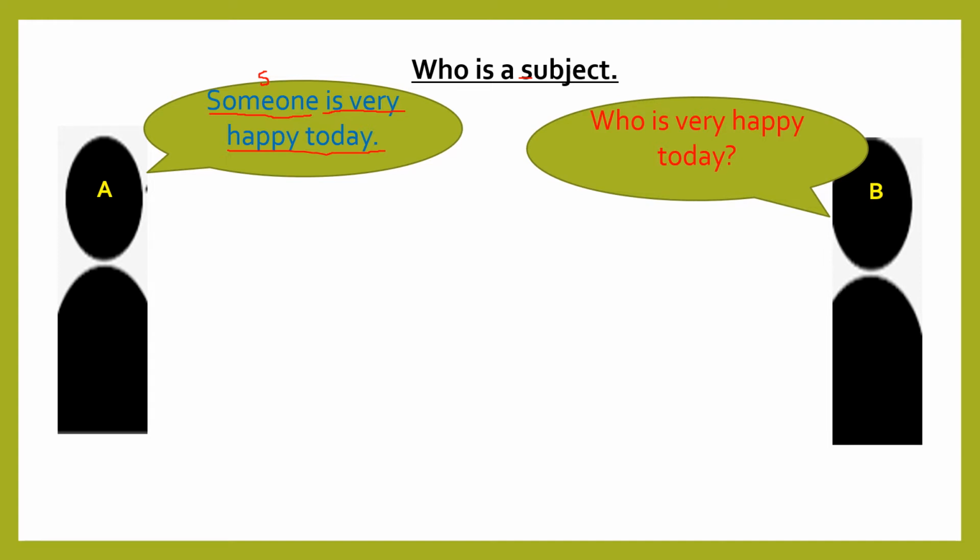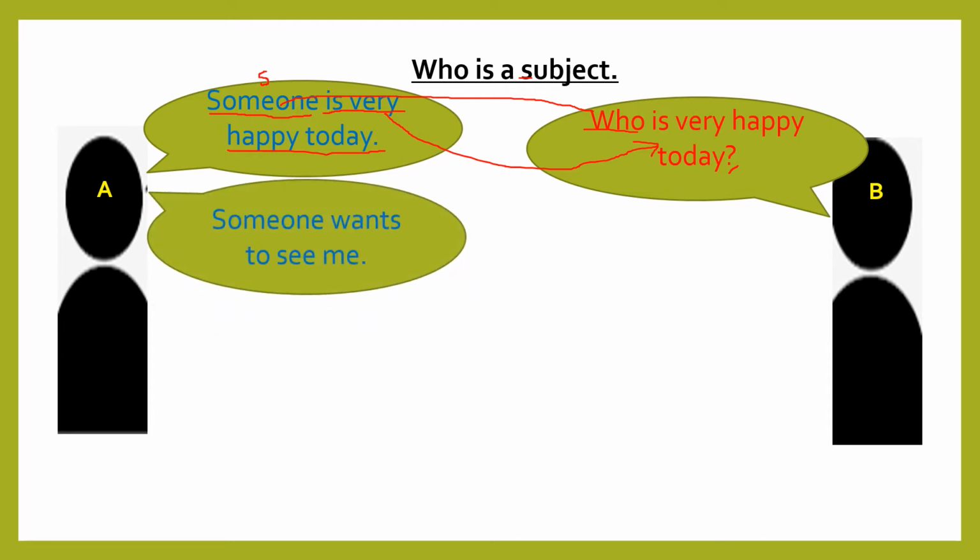So someone becomes who, and the rest of the sentence, is very happy today, doesn't change. And we just have a question mark because it's a question. Okay, so A says, someone is very happy today. Then B asks, who is very happy today?